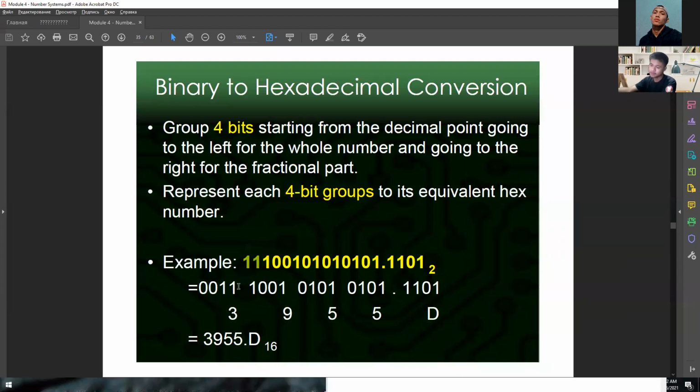In order to complete the 4-bit group, just add 0, 0. It will not affect the value since those two are zeros. From here, you can now read the values one by one. 0011 is 3, 1001 is 9, so 8 plus 1 is 9, 0101 is 5, 0101 is 5, and then 1101 is D. Then you can combine everything, and wherever the decimal point is, just put it where it should be.